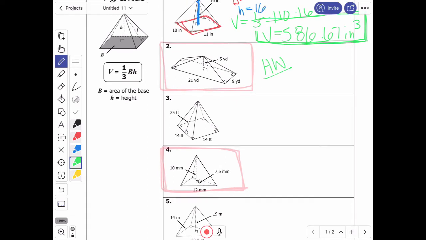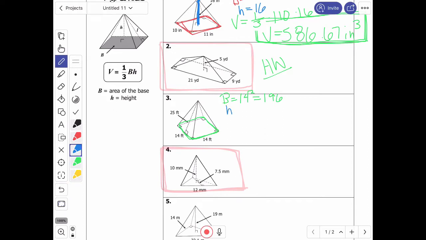In number 3, looking at number 3, I see my base is actually a square this time. It would be 14 feet all the way around. So my base area is going to be 14 squared, which turns out to be 196 feet squared. Then I need my height.